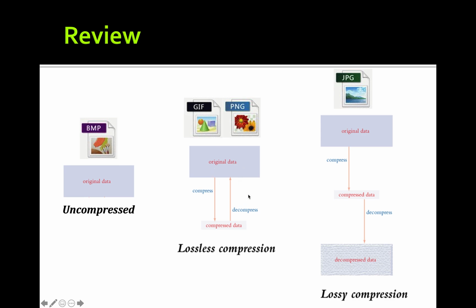And they will also try to preserve all the information present in the BMP or uncompressed file. They will not lose any single bit of information, but they try to reduce the size of the image by applying specific compression algorithms. On the other hand, JPEG is lossy compression.